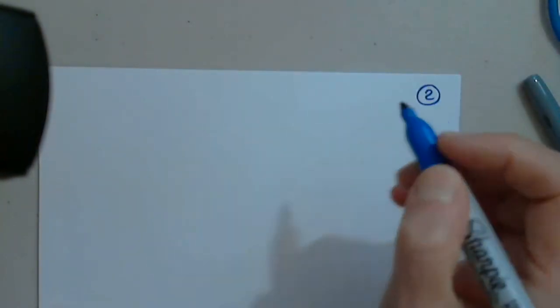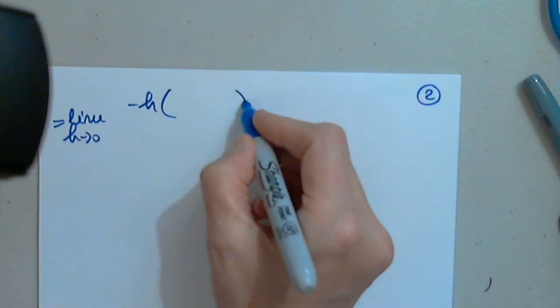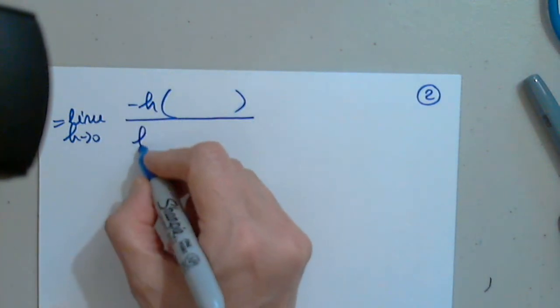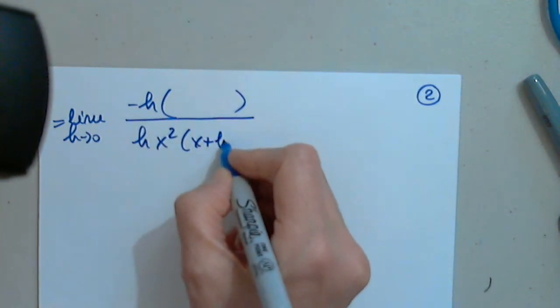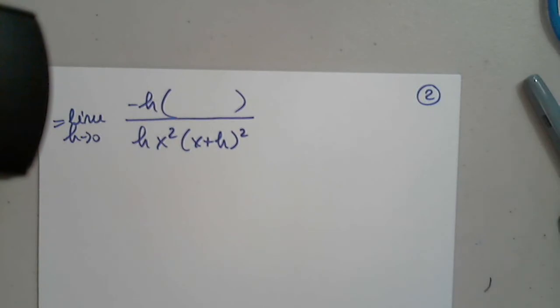In the numerator, I have limit, 2x h squared. So we factor out negative h. And we have h and x squared and x plus h squared. And let's see what is left. 2x plus h.